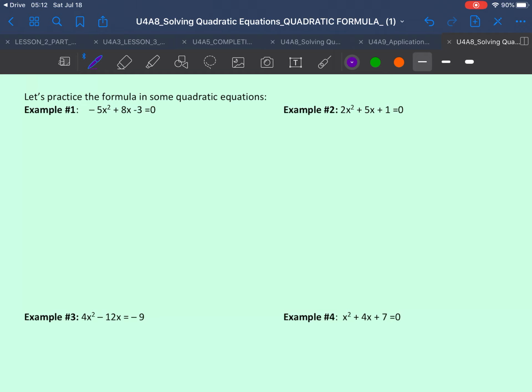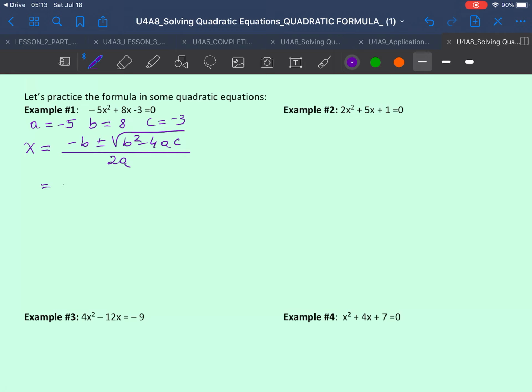The first example. In the first example, we have negative 5x squared plus 8x minus 3. Step 1, identify the coefficients. In this case, a is negative 5, b is 8, and c is negative 3. So next thing I want to do is write up the formula. Especially when you first learn the quadratic formula, it's better to write it as often as you can, and it will naturally stay in your head. So negative b plus or minus the square root of b squared minus 4ac over 2a.